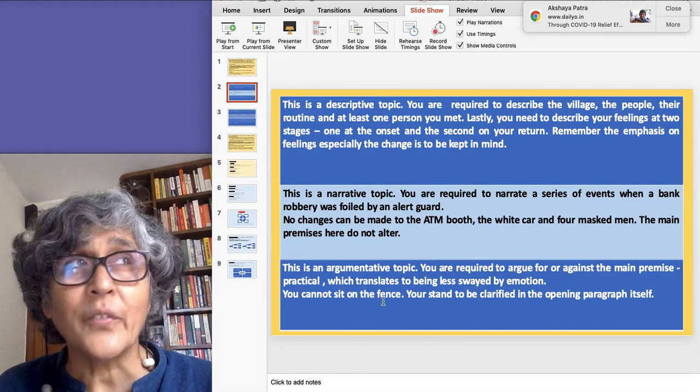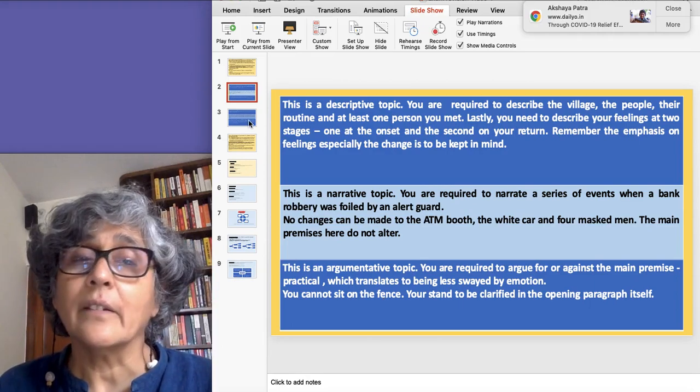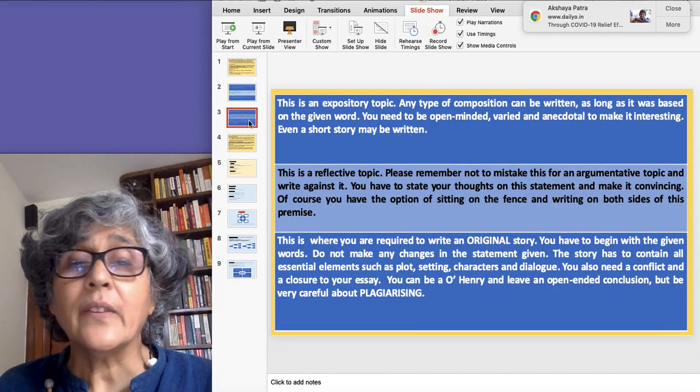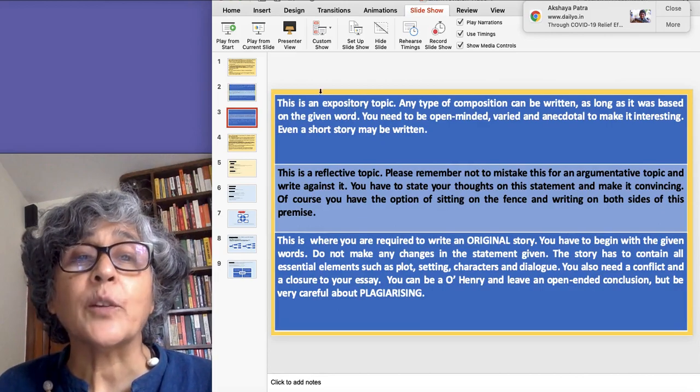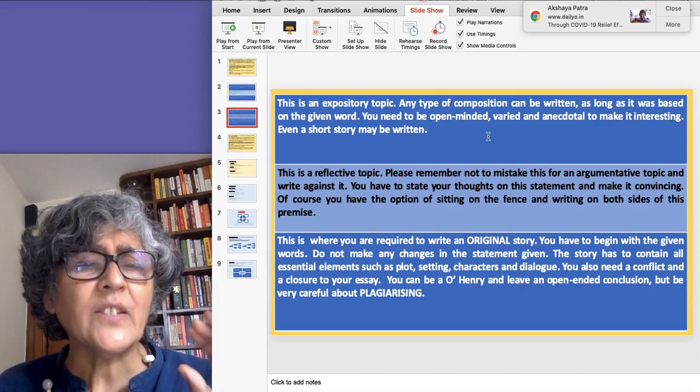You cannot sit on the fence. In the very introduction, you have to clarify your stand, right? These are ABC. If you look at the expository, that was sacrifice, any type of composition, as long as it is based on the given word.